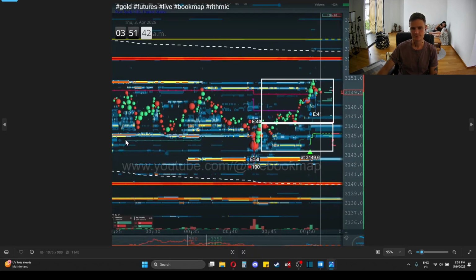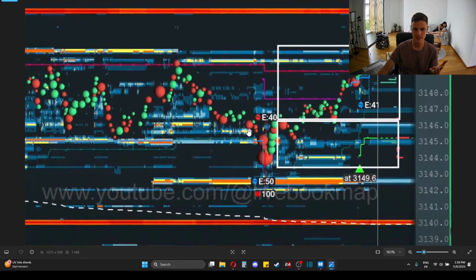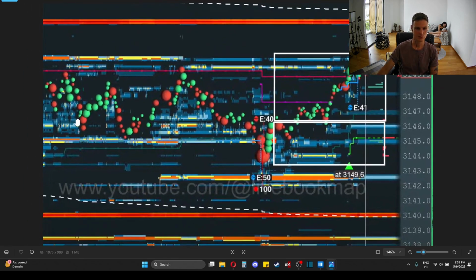Oh yeah, okay. So we have a little bit of a range here. Is that the one really? Yeah. So we have a bit of a range here, with more buyers. You can see more green dots than red dots in this range. There's a failure to push up here, goes down. And if you want to see what a fake out looks like on Bookmap, that's a fake out. Little range, break below.